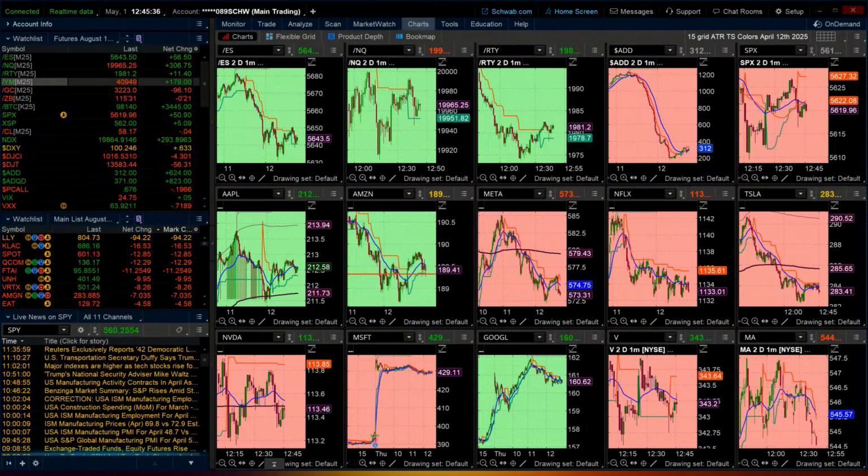So what else are we going to do? Well, number one, I thought I'd show you what I mean by a doji and a reversal. But the first thing I want to show you is this.